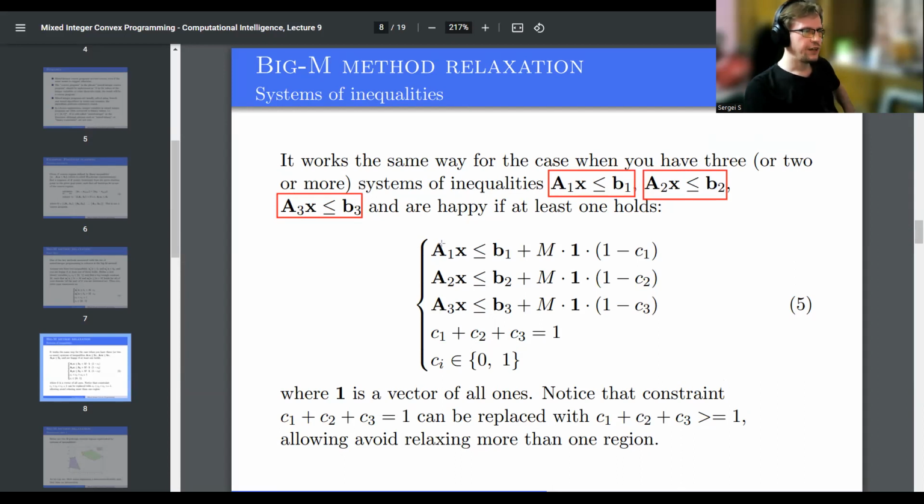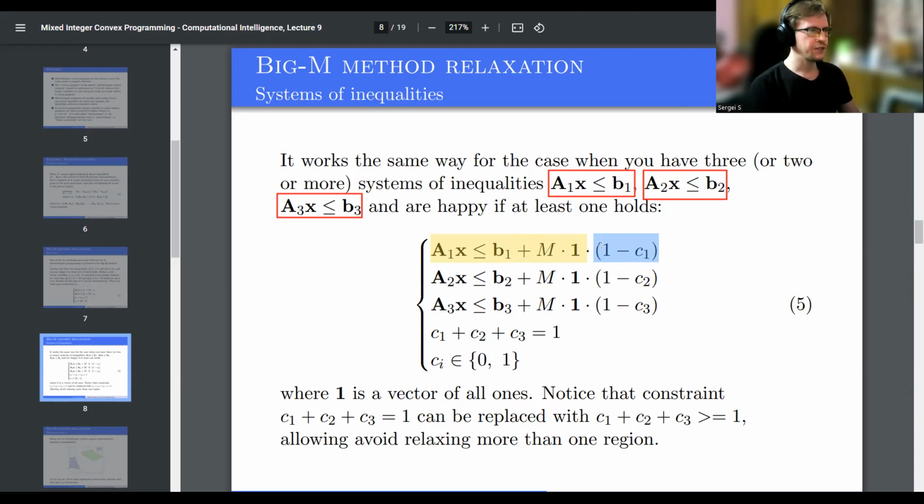So we create those big M relaxations. So we say A1x less than or equal to B1 plus M times 1. M is still a constant, so it's still scalar. 1 is a vector of ones, so it is 1, 1, 1, 1, 1. And here we put our mixed integer variables, but notice we do it in this way: 1 minus C1. Same for all subsequent ones. It will be A2 times x less than or equal to B2 plus M times 1 minus C2, A3, etc.